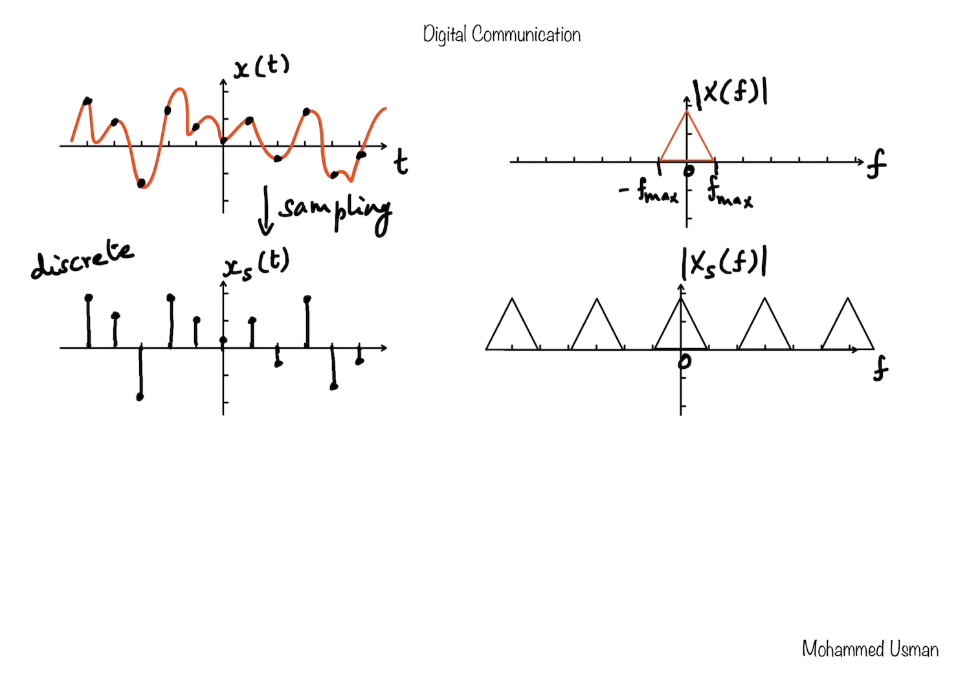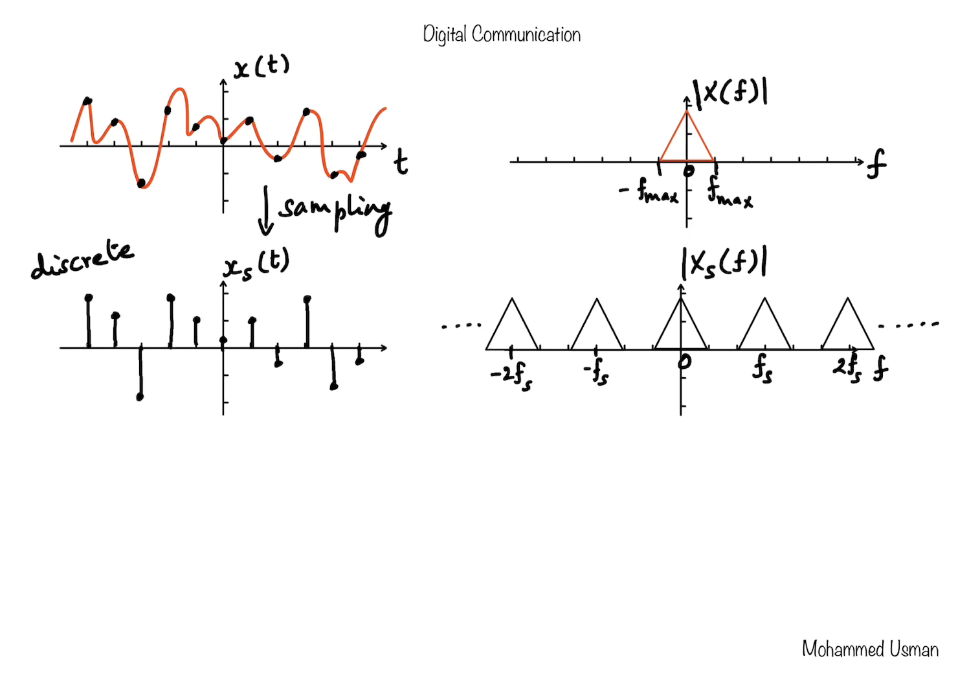And the first spectral replica occurs at 1 times fs. The second replica occurs at 2 fs, and so on, and it goes on to infinity. And similarly, on the negative side, you'll have a replica at minus fs, and the replica here at minus 2 times fs, and so on. So what we see is that as a result of sampling, the spectrum of the sample signal becomes periodic. So discretization in the time domain is introducing periodicity in the frequency domain.